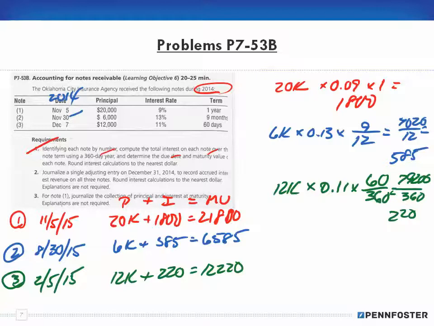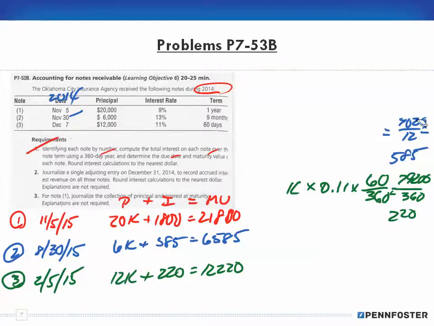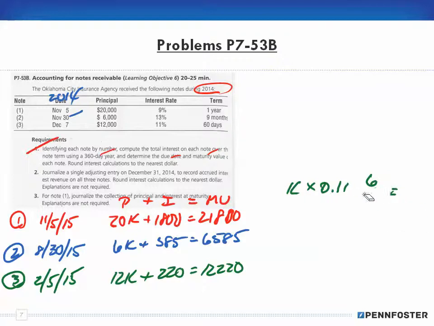Okay, so let me erase this. All right, here we go. So for number 2, what I'm doing is I'm going to make a journal entry, a single entry, as of December 31st. Now notice that all of these notes come after 31st, so I'm just recording the interest up to that point in time.